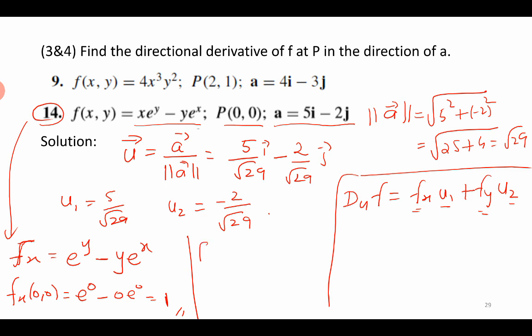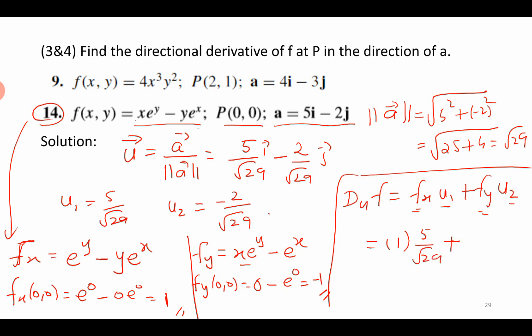Now let's try fy. Differentiate the same function with respect to y, keeping x as it is. Differentiate e power y, it will be e power y, minus keep e power x as it is, differentiate y, it will be 1, so e power x. Now substitute the point 0, 0: the first term is 0, minus e power 0, just negative 1. Therefore the formula gives us fx, which is 1, times u1, which is 5 over root 29, plus fy, which is negative 1, times u2, which is negative 2 over root 29.